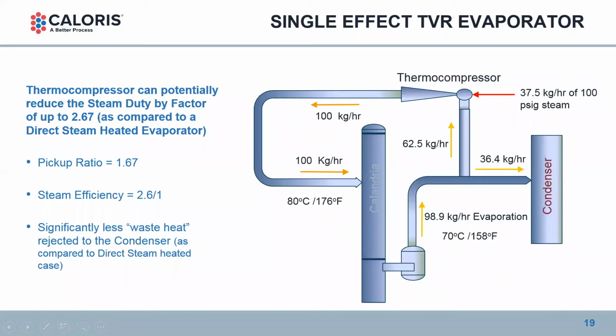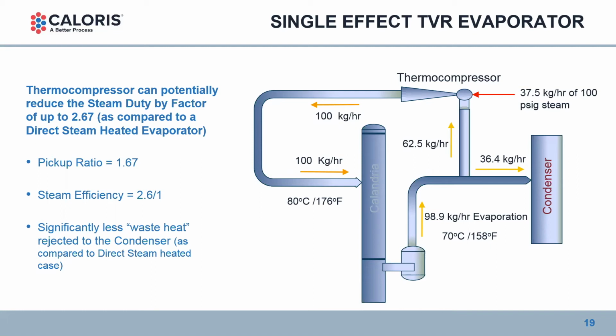So now getting into the more specific numbers on a one effect TVR heated evaporator. I went with the same numbers that I used for the one effect direct steam heated: 80 degrees C heating, 70 degrees C boiling, and the same 100 kilograms an hour of heating vapor going in, 98.9 kilograms of evaporation. Now, under this case, I'm compressing suction vapors from 70 degrees up to 80 degrees. Not a lot of work to do for this TVR, so I can have a very efficient TVR performance here.